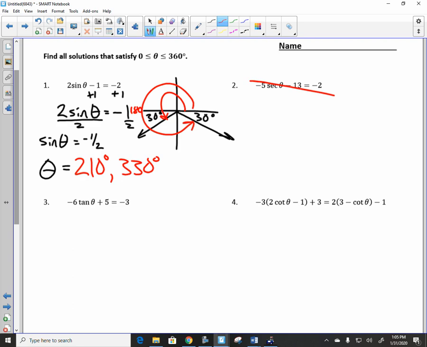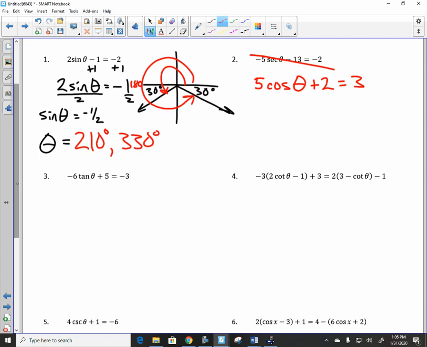We try a different one. 5 cosine of theta plus 2 is equal to 3. 5 cosine of theta plus 2 equals 3. That's what we're going to solve now.